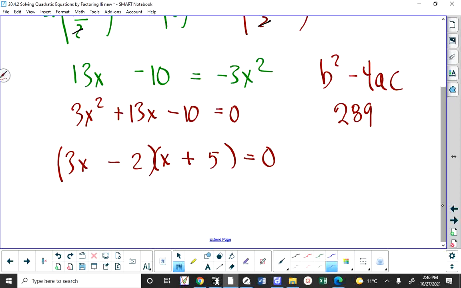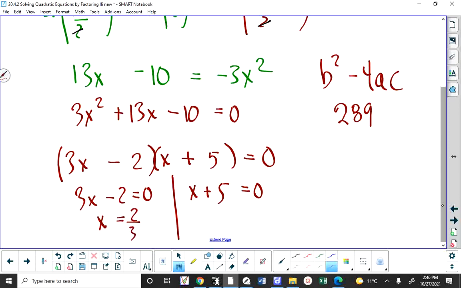And that means 3x minus 2 equals 0. It also means x plus 5 equals 0. So x equals 2/3. X equals negative 5. This is really good because it's just the first layer of the new stuff today that's new, and then we're getting more practice with the stuff that we already should know how to do.